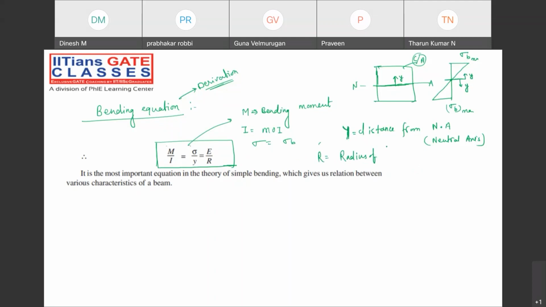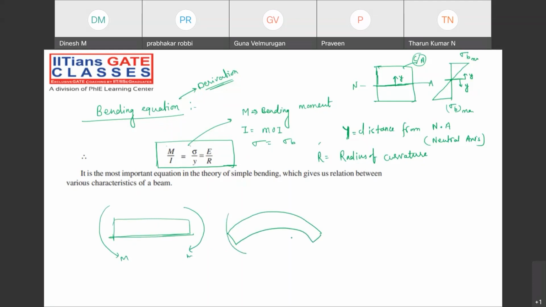It's not the radius of the shaft. It's the radius of curvature. What do you understand by the radius of curvature? Any one of you? See, when you take the beam and apply this particular bending moment like this, this beam will bend like this and it will make a curvature which is having a radius R. Please note down, very important.